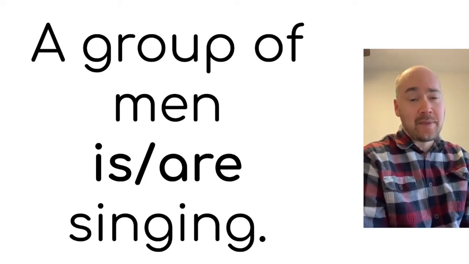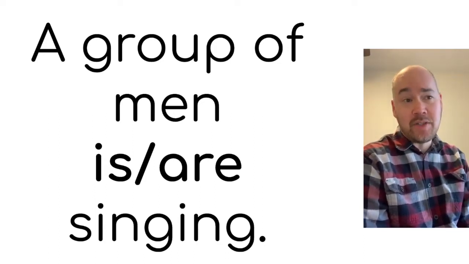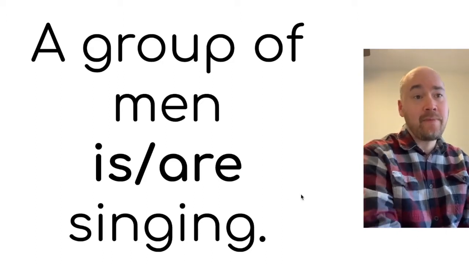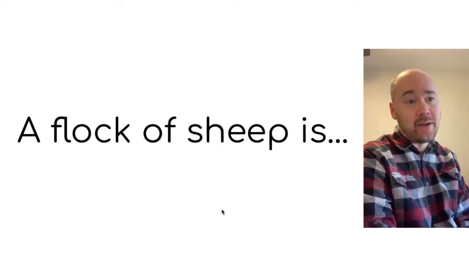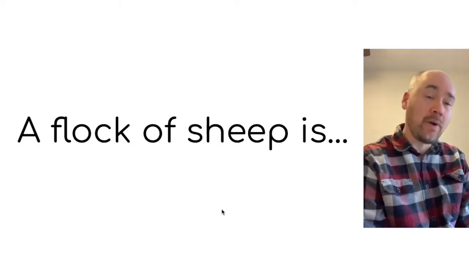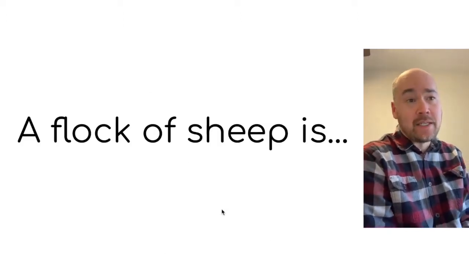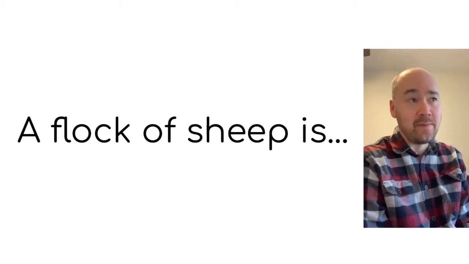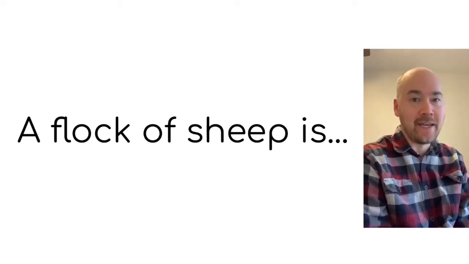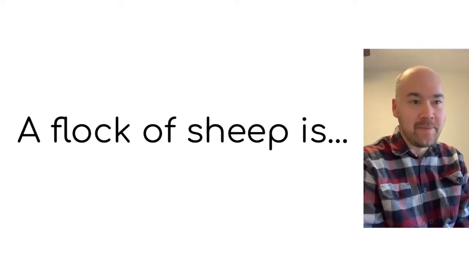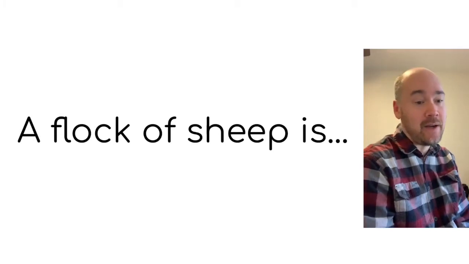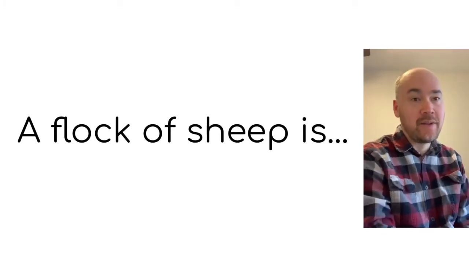So that's really what I'm talking about here: what causes people to choose is or are when faced with a subject like this, right? A subject with either what we call a quantitative or a quantifier. People interpret a flock of sheep as a quantitative. Quantitative means a noun phrase that refers to the number of something. So they interpret flock as the head of this noun phrase. Flock is the thing that we're talking about, right?